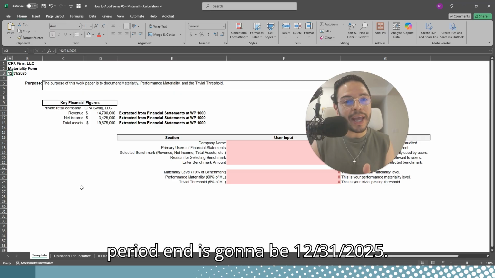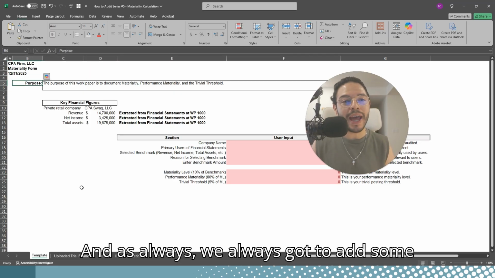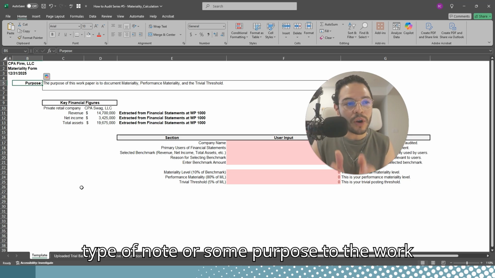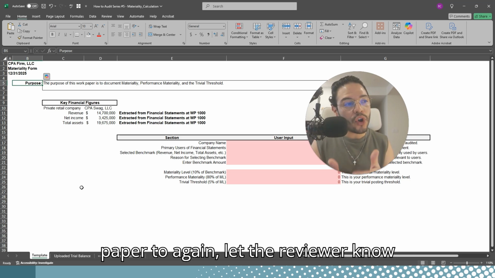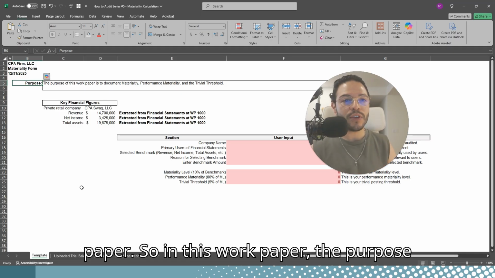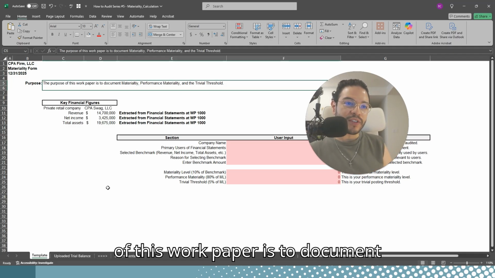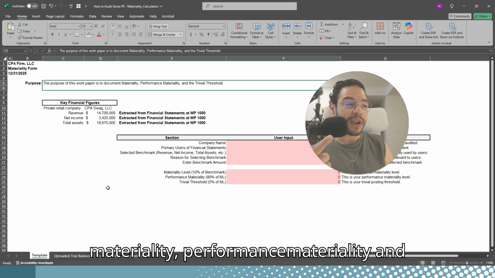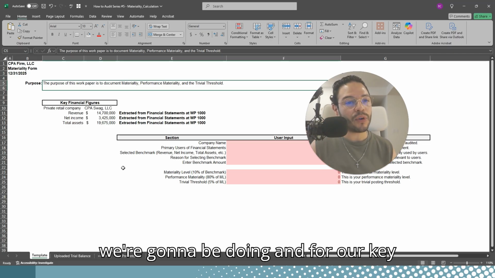And our period end is going to be 12/31/2025. And as always, we always got to add some type of note or some purpose to the work paper to, again, let the reviewer know what exactly we're going to be doing in this work paper. So in this work paper, the purpose is to document materiality, performance materiality, and the trivial threshold. That's exactly what we're going to be doing.